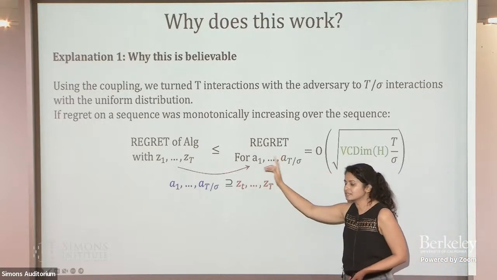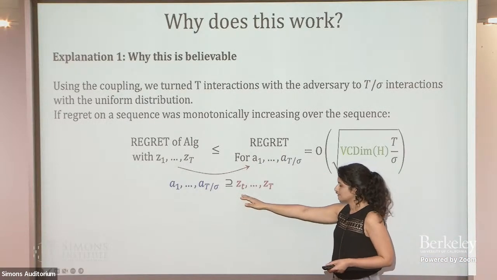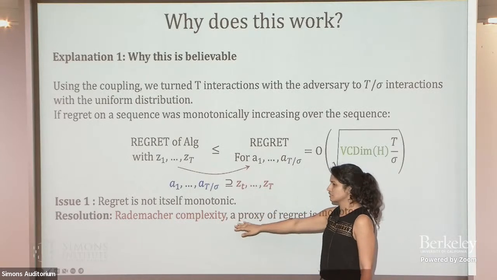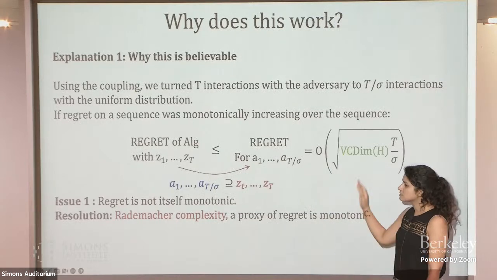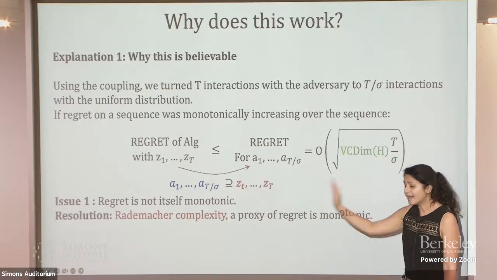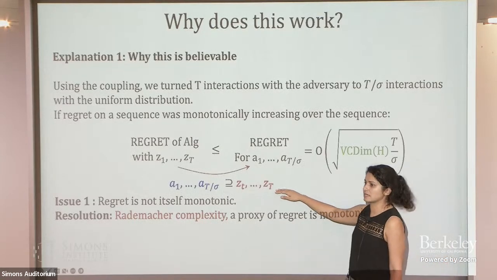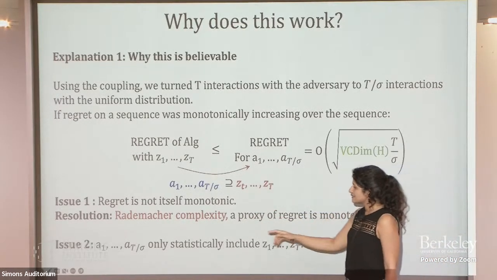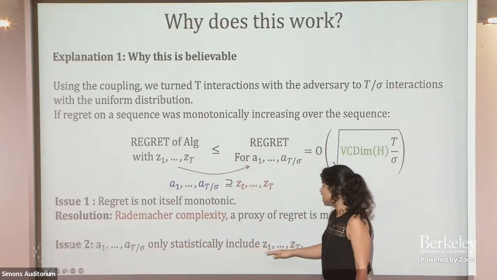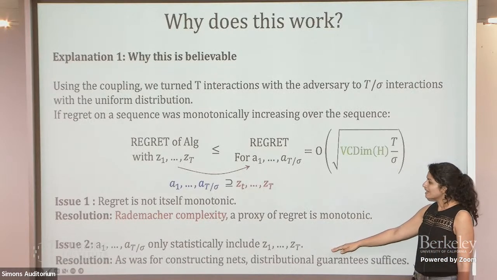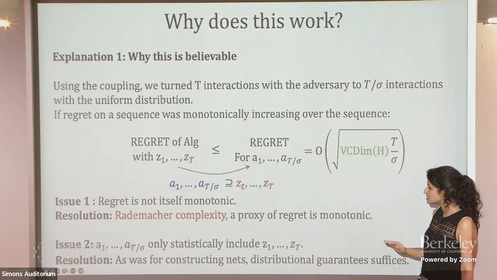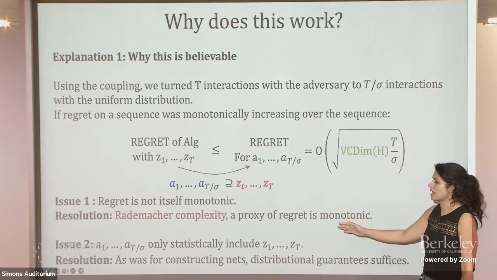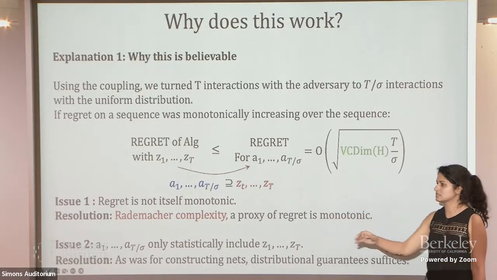The issue is that regret is technically speaking not exactly monotone. There's something else that's actually monotone, and that is something called essentially Rademacher complexity. I'm not going to say what it is, but it's a proxy upper and lower bound for regret. And that is monotone in this set. So the more you have, the worse it becomes. There's a second issue, which is that these AIs are only kind of stochastically including these DIs. And again, there's a resolution here: just as constructing the nets didn't really care about instances, but cared about distribution, something very similar is happening. Both Rademacher complexity and this reasoning don't really care about instances, they care about stochasticity.